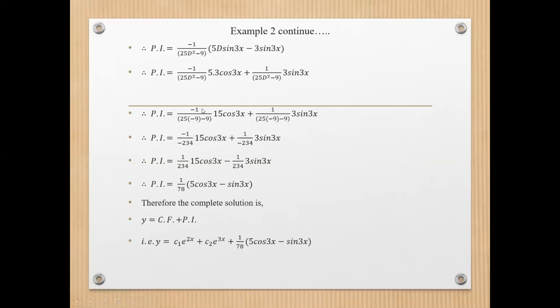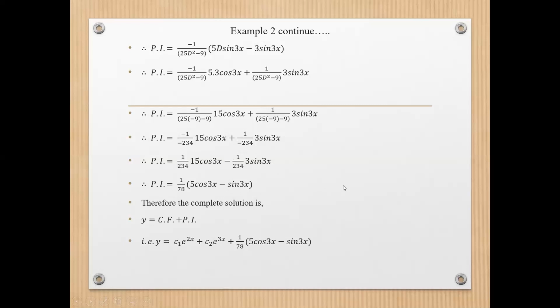Now put D square is equal to minus 9. Here I am putting D square is equal to minus 9, and here again put D square is equal to minus 9. Solve the denominator. We get minus 1 upon minus 234, 15 cos 3x plus 1 upon minus 234, 3 sin 3x. Minus minus is plus, 1 upon 234, 15 cos 3x minus 1 upon 234, 3 sin 3x. Simplifying all this, we get the particular integral as 1 upon 78 into bracket 5 cos 3x minus sin 3x.